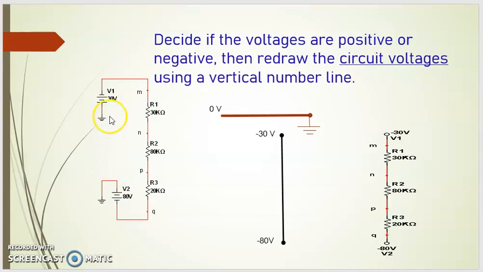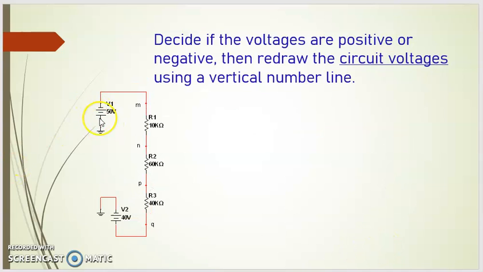In this circuit, for V1, the positive side is connected to ground, so that makes this a negative 30 volts. And for V2, the positive side is also connected to ground, so this makes this a negative 80 volts. For this circuit, the whole number line resides below ground. Hence, this diagram, similarly this diagram, having minus 30 and minus 80.